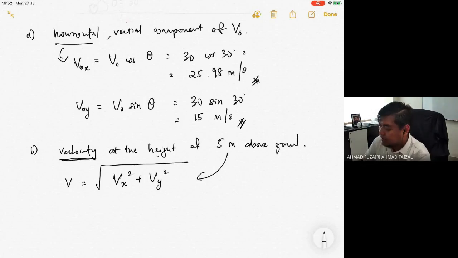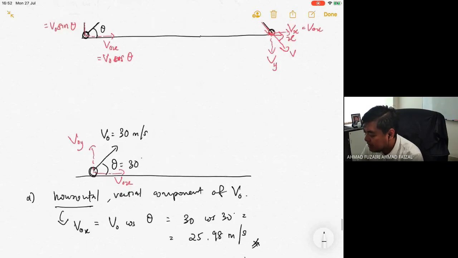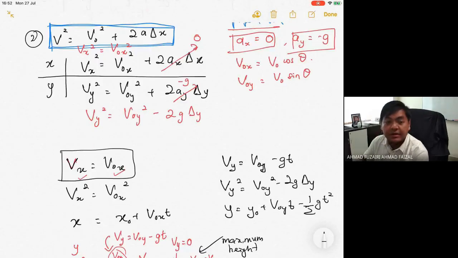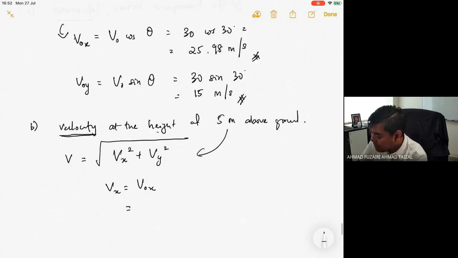So how to get Vx and Vy? Vx is equivalent to V naught X. How do I know Vx equals V naught X? According to this one, Vx will only involve V naught X. So how about V naught X? V naught X is 30 cos 30, so it's equivalent to 25.98 meter per second.